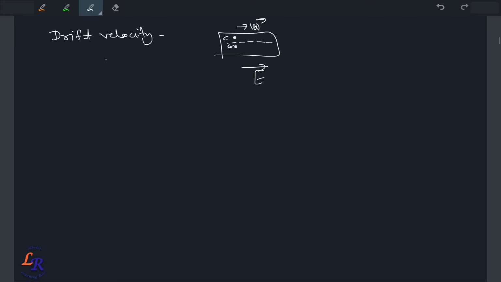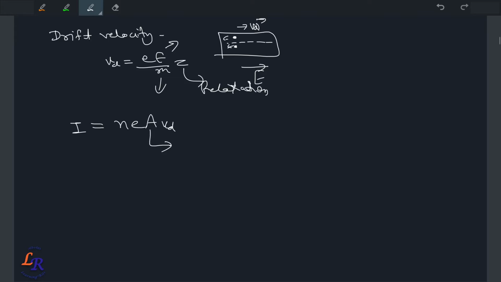velocity, and generally it is given, as you have seen, as E tau upon m, where tau is the relaxation time, m is the mass of the electron, and E is the electric field. So we define the current in terms of drift velocity: I is written as neAv_d, where A is the cross-sectional area through which the charge is flowing, n is the number of charges per unit volume, e is the electric charge, and v_d is the drift velocity.